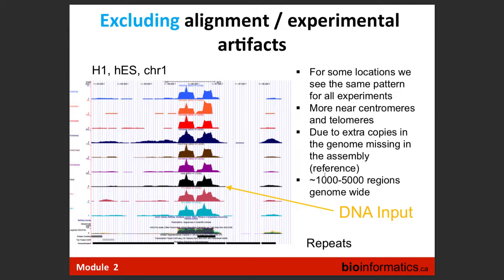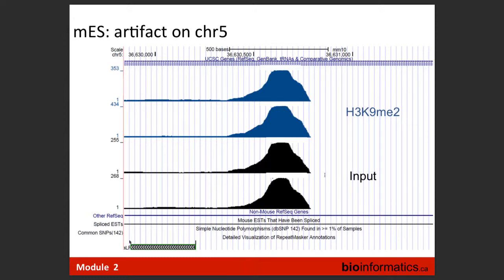By the way, here is a UCSC track. This is ChIP-seq data, K27 acetylation, I think, from many, many cells in the ENCODE. And they also see enrichment here. So that's a location in the human genome where we always see the reads. So we use DNA input to weed those away. Those are alignment artifacts. That's another example.